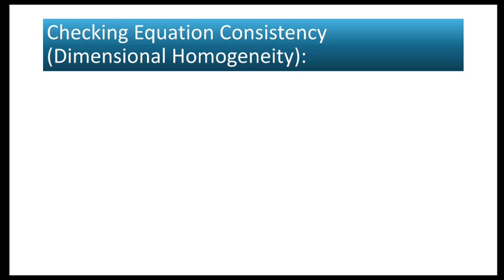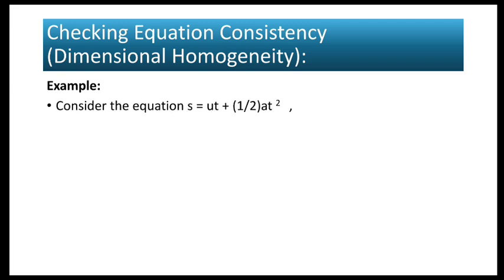If an equation is there, that equation might consist of a number of physical quantities. According to this homogeneity principle, every physical quantity has to come with the same dimension formula. Then only it is called dimensional homogeneity. Let me go with an example. If you see this, S equals ut plus half at square. We have equations of motion. This is the second equation of motion, S equals ut plus half at square.